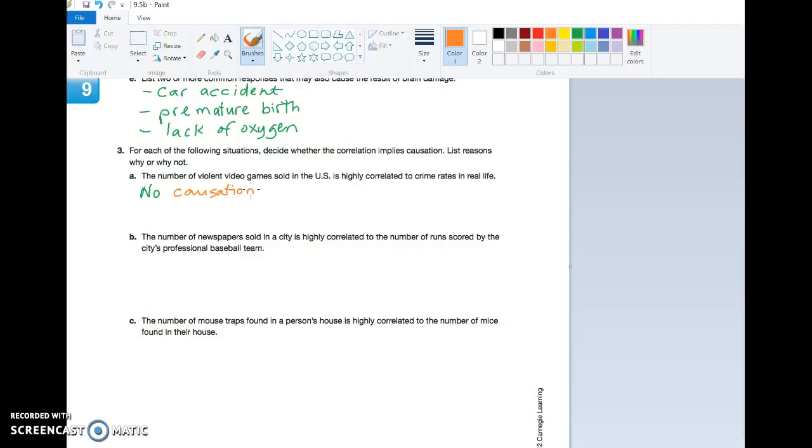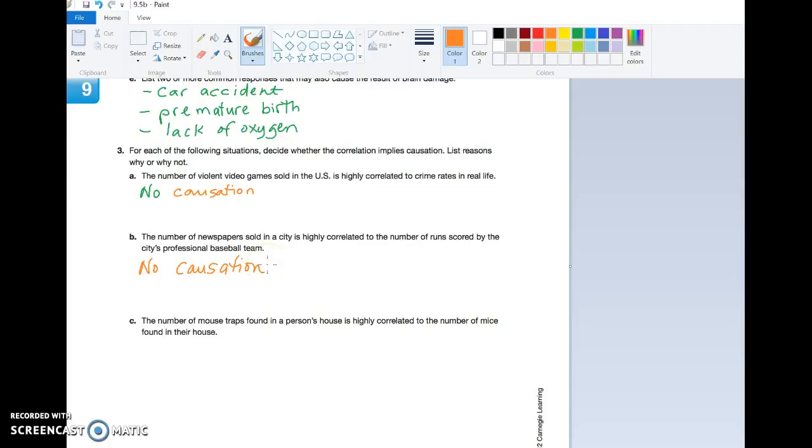The number of newspapers sold in a city is highly correlated to the number of runs scored by the city's professional baseball team. What do you think? That is also no causation. We don't know for sure that the reason that the newspaper sales have increased is because of the runs.